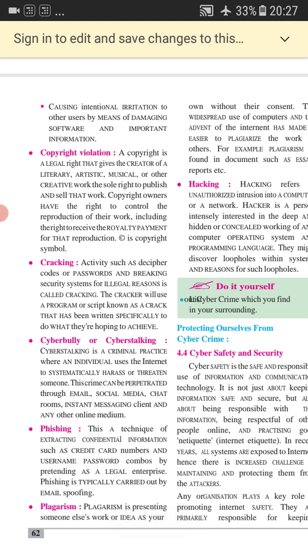Next is cyberbullying and cyber stalking. Cyber stalking is a criminal practice where an individual uses the internet to systematically harass or threaten someone. When someone tries to threaten anyone by using the internet, that comes under cyber stalking. And nowadays there is strict punishment if anyone is doing cyberbullying or cyber stalking.